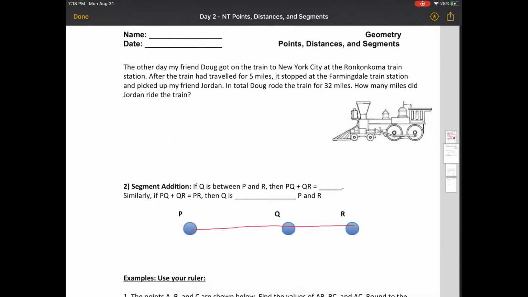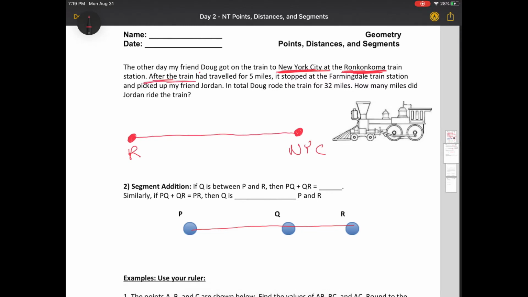Let's look at some word problems. So take a look. The other day, my friend Doug got on a train to New York City. So that was his final destination. We'll call that an endpoint. So let's just put a point here. We'll call that New York City. So he got on at the Ronkonkoma train station. So picture getting on the train at Ronkonkoma and riding the train to New York City.